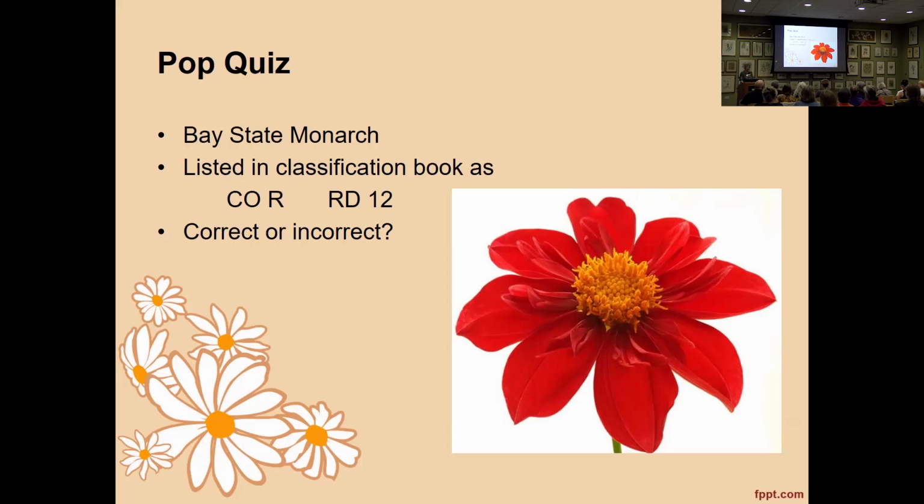Okay, so another pop quiz. Bay State Monarch. It's listed in the classification book as colorette red, red 12. Is that correct or incorrect? Incorrect. You need the petaloid color. It looks like the petaloid color would be a red 12 or at least something close to that.